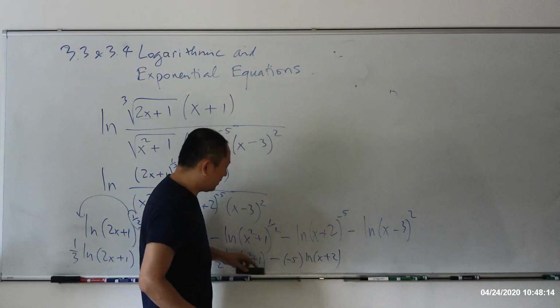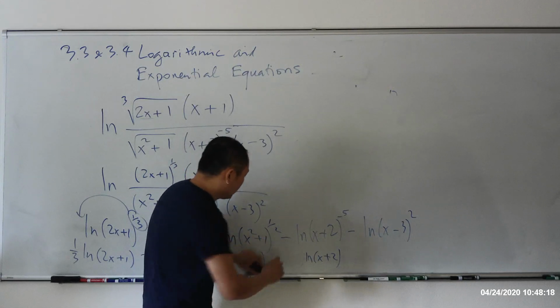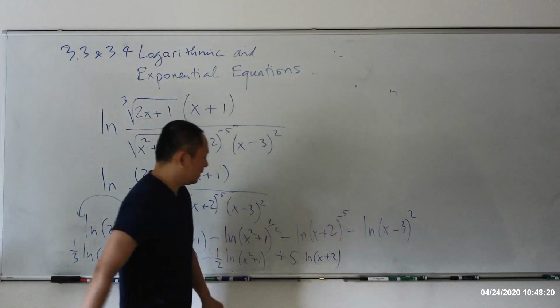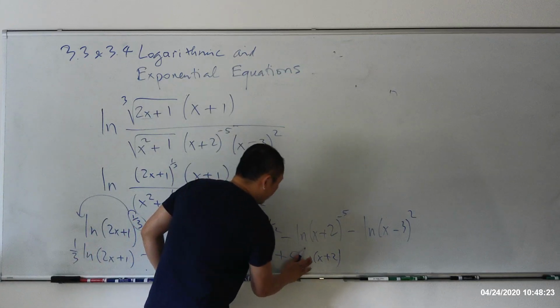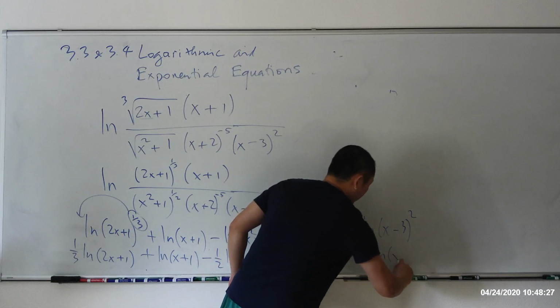And let me simplify this right here. You see minus, the negative number is no more than plus 5. You can go that way, it's faster. Ln right here. And then minus 2 times ln of x minus 3.